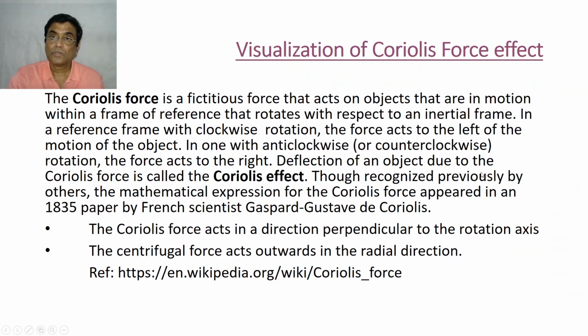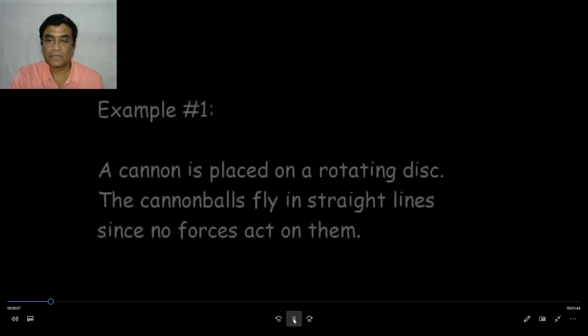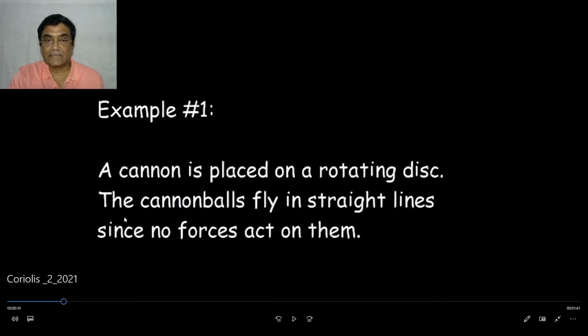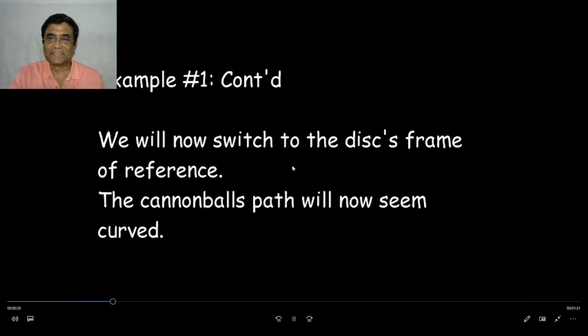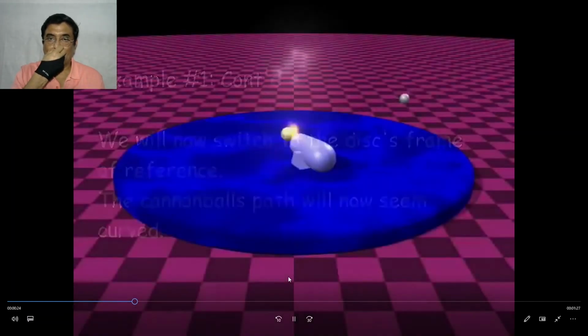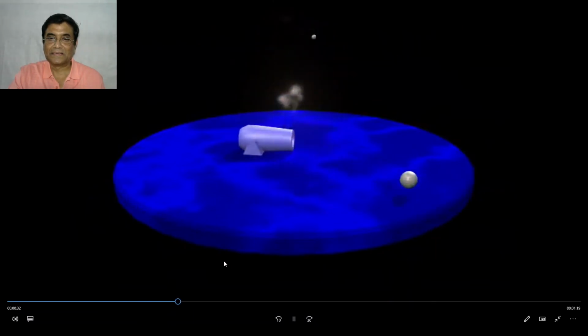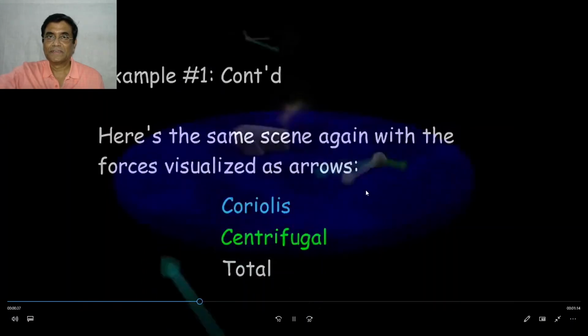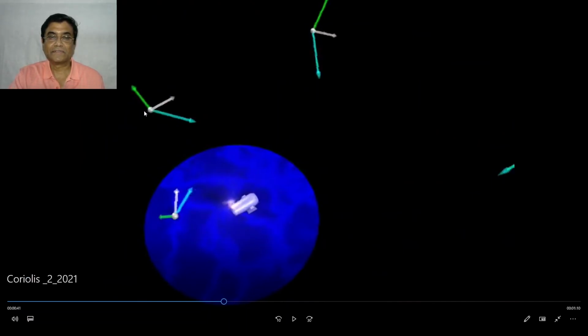And we can also show you with a little video the effect of Coriolis force. So we can visualize it. Look carefully. Okay. So this is a reference. A cannon is placed on a rotating disc. The cannonballs fly in a straight line, since no force acts on them when the disc is not rotating. You can see. But when it is rotating, you see the cannon is now rotating, and this reference frame is also rotating. So this is due to Coriolis force. This is the direction of the Coriolis force. This is the direction of the centrifugal force, okay?